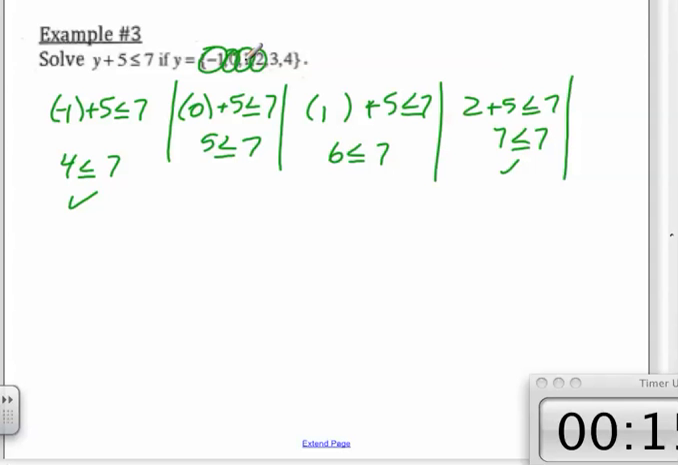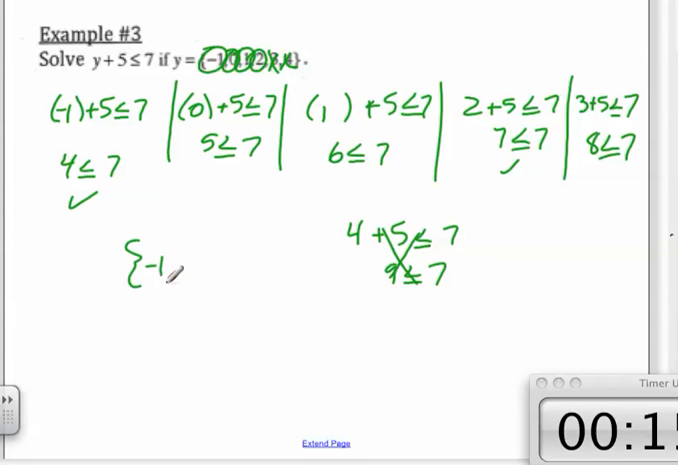So 2 works. What about 3? No. 3 plus 5 is 8, less than or equal to 7. No, that's not true. And then I'll go ahead and do 4. But you can see where this is going, right? So 4 plus 5 is 9, less than or equal to 7. We know that's not true. Okay? So my solution set is negative 1, 0, 1, and 2.